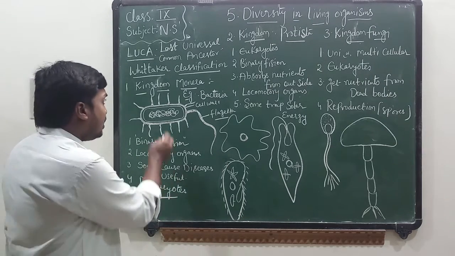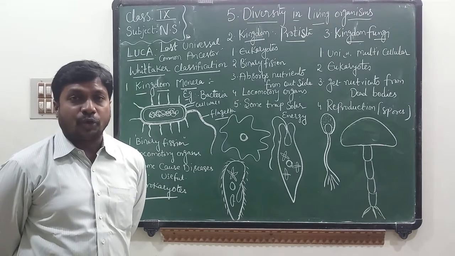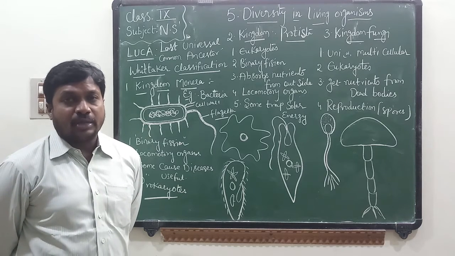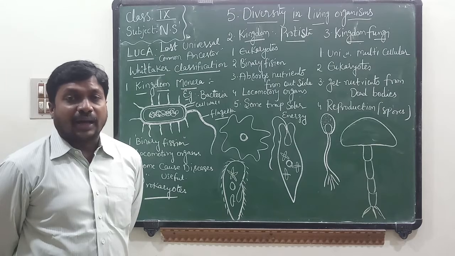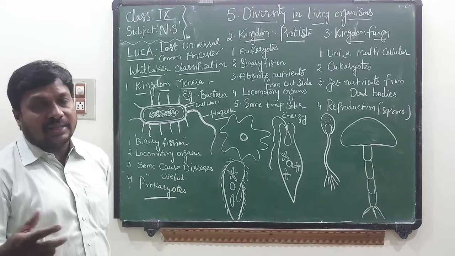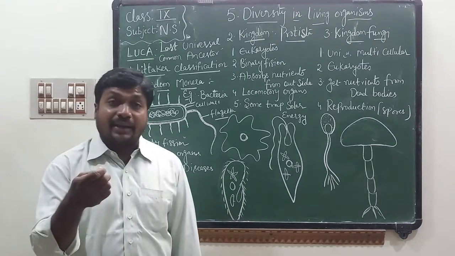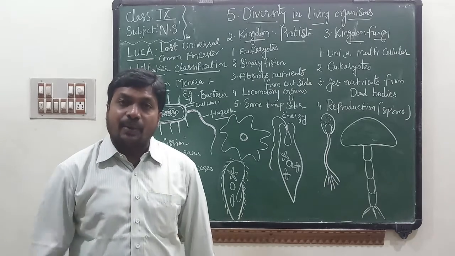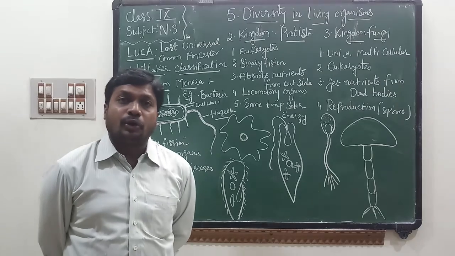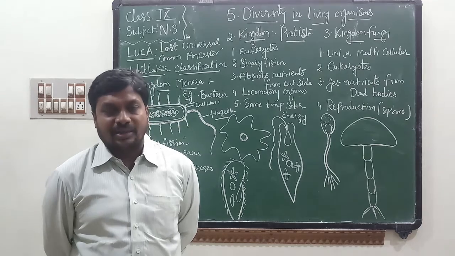Some Monerans cause diseases, some are useful to human beings. For example, typhoid is caused by Salmonella typhi, and cholera is caused by Vibrio cholerae. These are bacteria which cause diseases. But some bacteria are also useful to us. For example, Lactobacillus is a bacteria which is helpful to prepare curd. Already you learnt in 8th class about Lactobacillus bacteria.